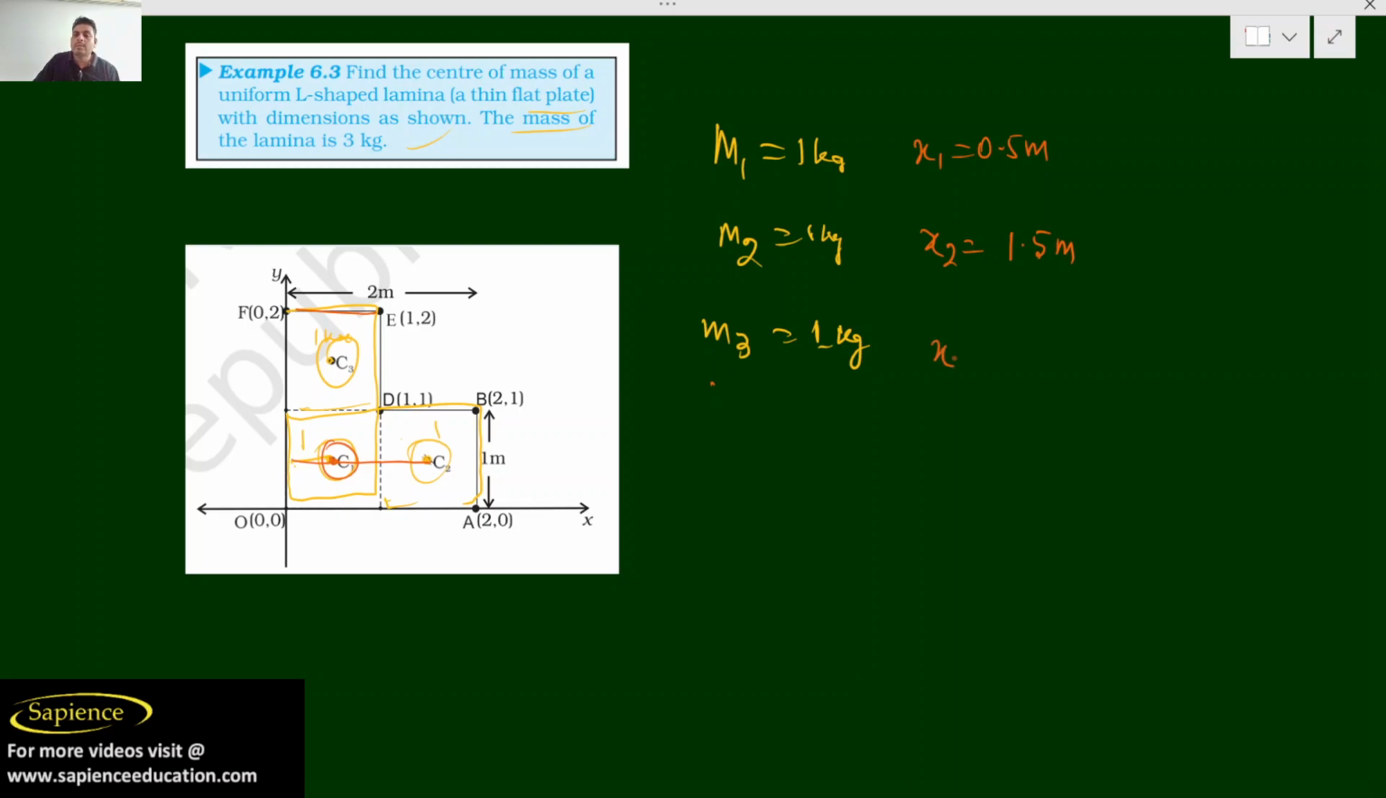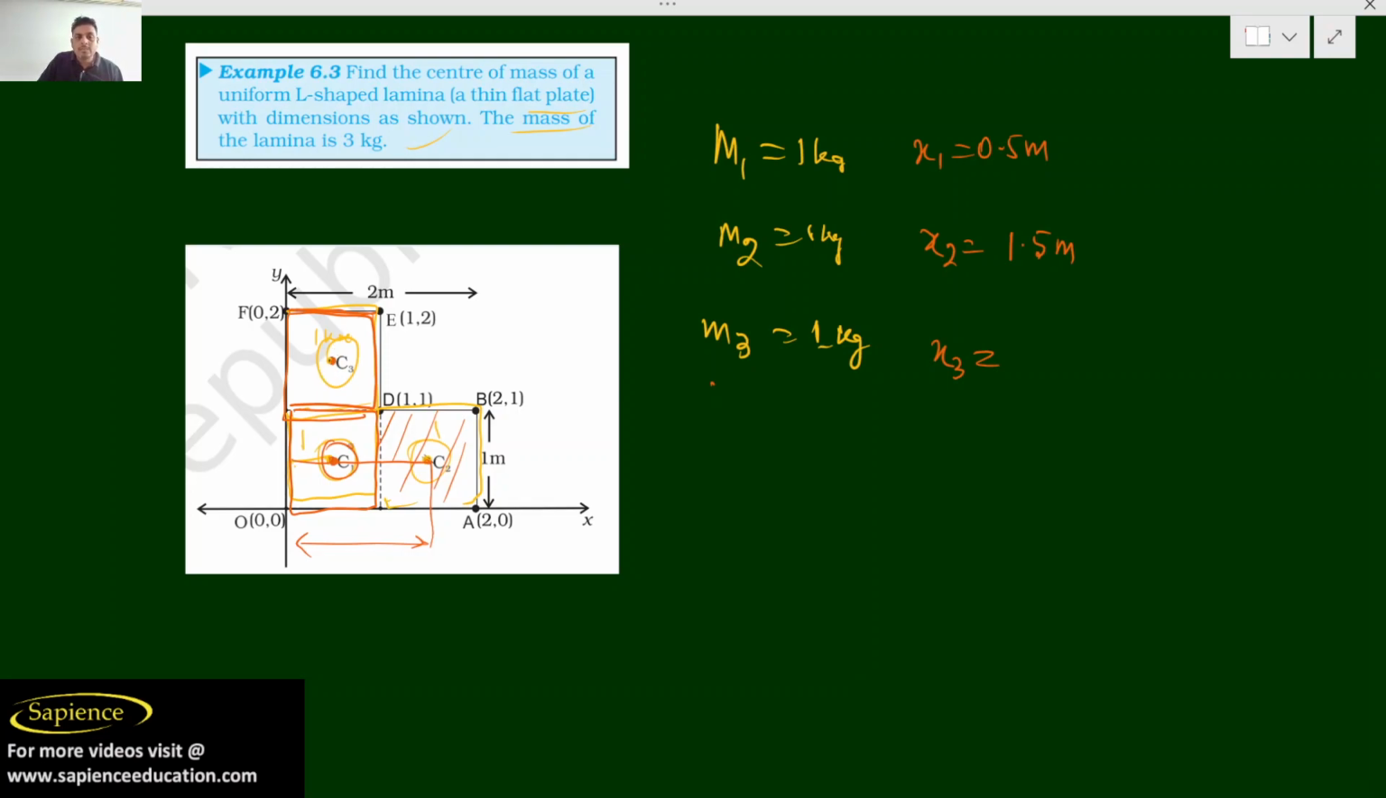Now I will talk about x3. Try to understand the question. This is a uniform L-shaped lamina. There are numerous particles, but we can divide it into equal parts, and the position of each particle can be considered as its center of mass. So the position of particle 1 is the center of mass C1, of particle 2 is C2, and of particle 3 is C3.